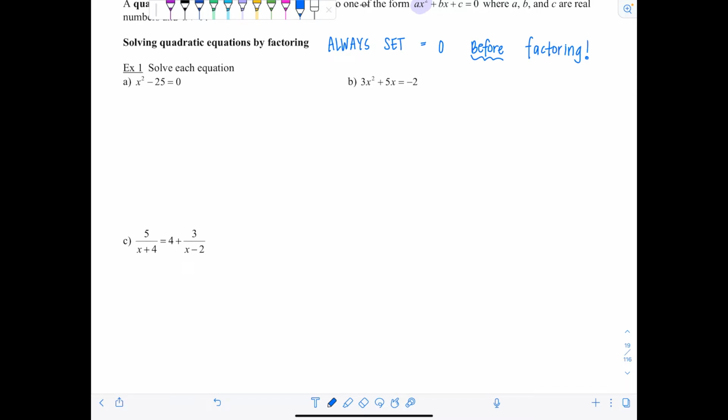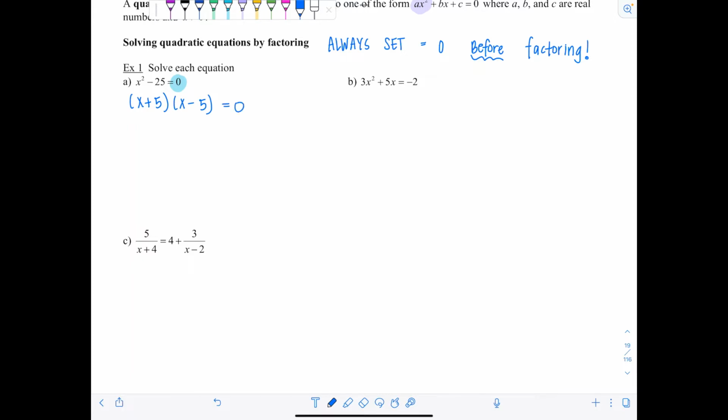Example 1 says solve each equation, and we're solving by factoring. So we have to be obedient. x squared minus 25 equals 0. On the left-hand side we have x squared minus 25, and on the right-hand side we've got a 0, which is good. How do we factor x squared minus 25? Well, it's a difference of squares, so it factors into conjugate pairs, x plus 5 times x minus 5, and this is equal to 0.